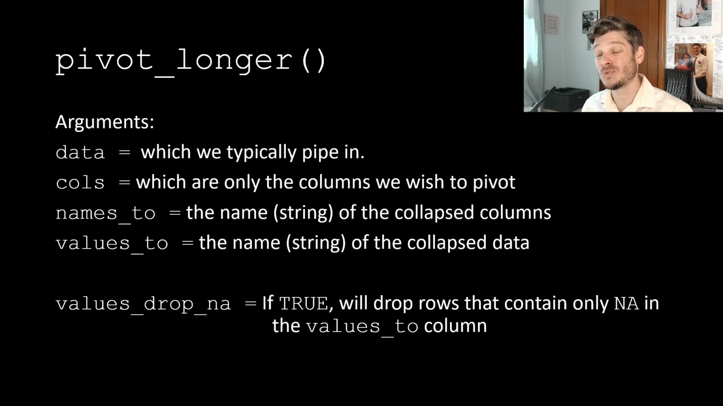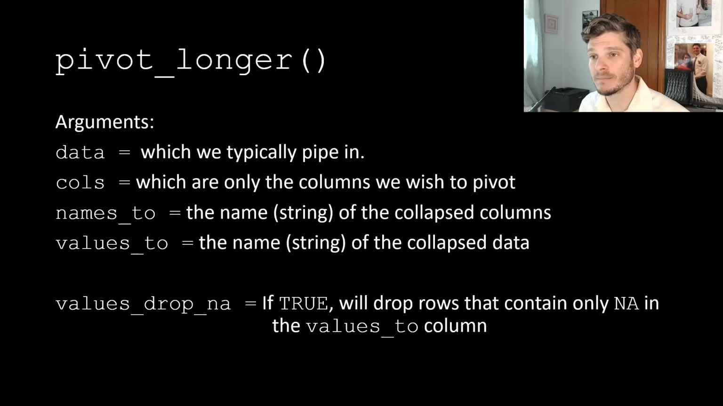Names2 tells us the name of that collapsed variable. So what should the name of that collapsed variable be? And then values2 tells me the name of that next column that has the actual data from those collapsed columns. So names2 and values2 become our two new columns in our reshaped data frame, with names being the names of our collapsed columns, and values2 being the values that were originally there.